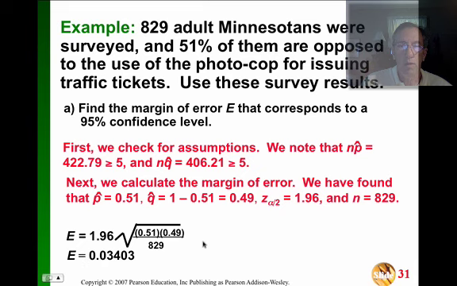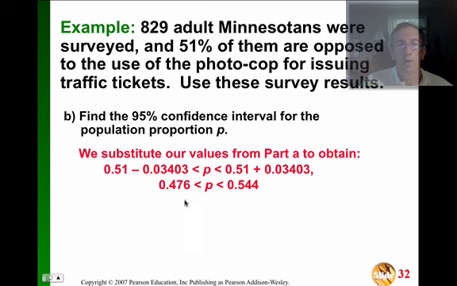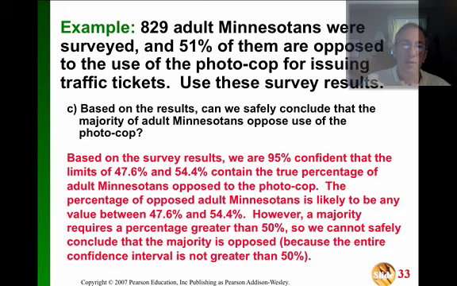But to see what our final numbers are going to be, we need to take P hat 0.51, which was given to us, subtract the error estimate, and that gives us 0.476. Then P hat plus the error estimate, 0.544. What that tells us is we're 95% confident that the true proportion of Minnesotans opposed to photocop is between 47.6% and 54.4%. That contains the true percentage.